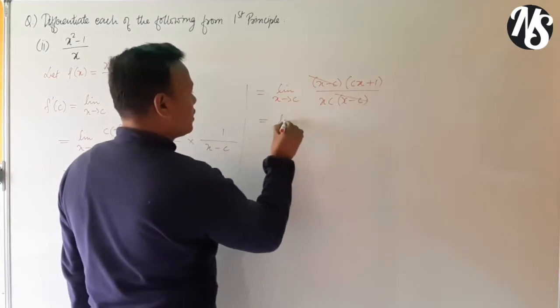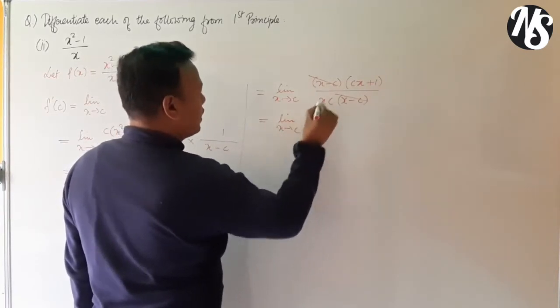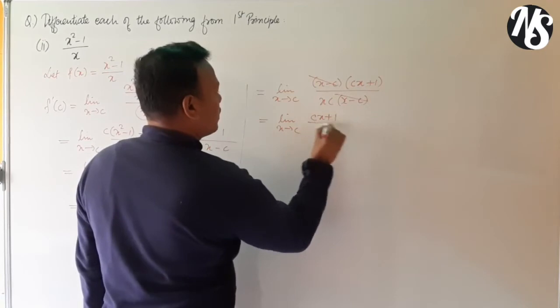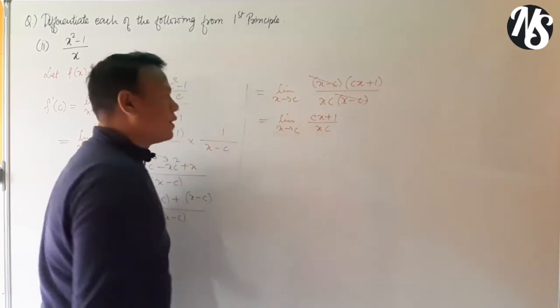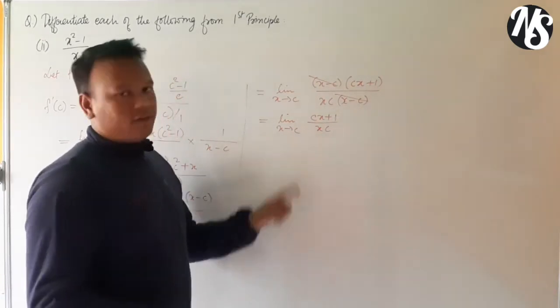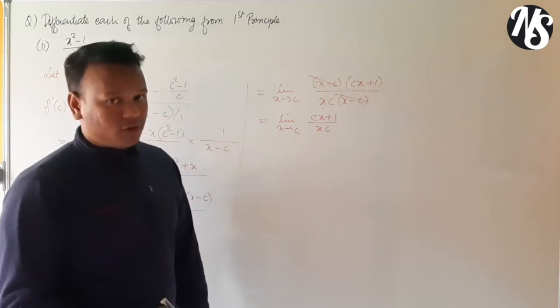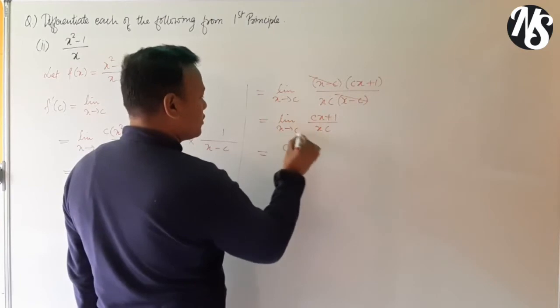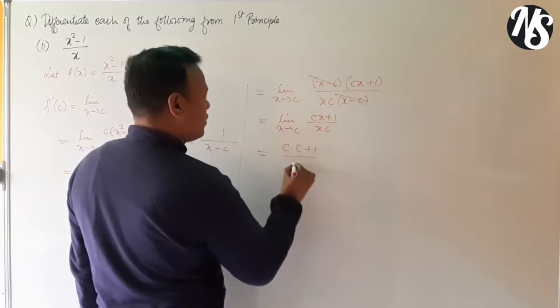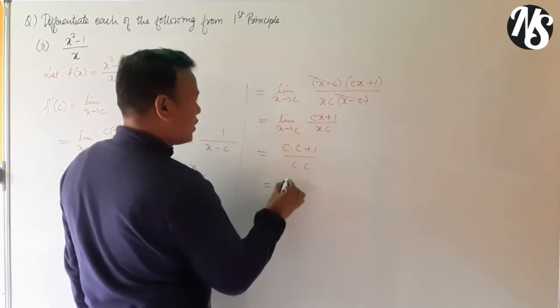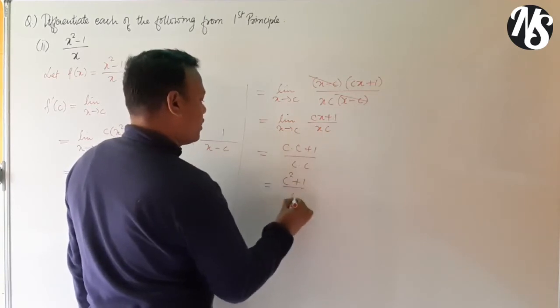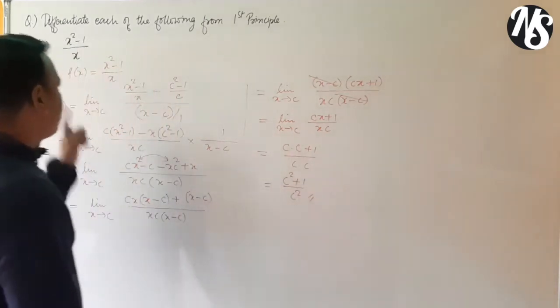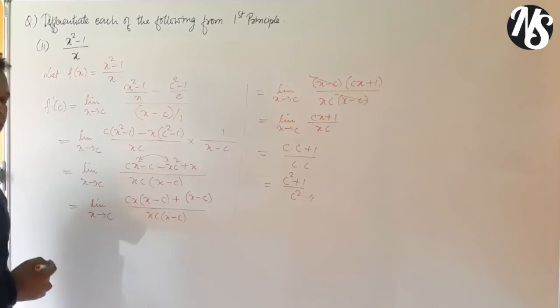So we had limit x tends to c, (cx plus 1) by xc. Now substitute the value of x, you won't find any indeterminate form. That means your answer will turn out to be c into c plus 1 by c into c. So your answer is (c square plus 1) by c square. This is your answer for this particular question. So pause the video and note it down.